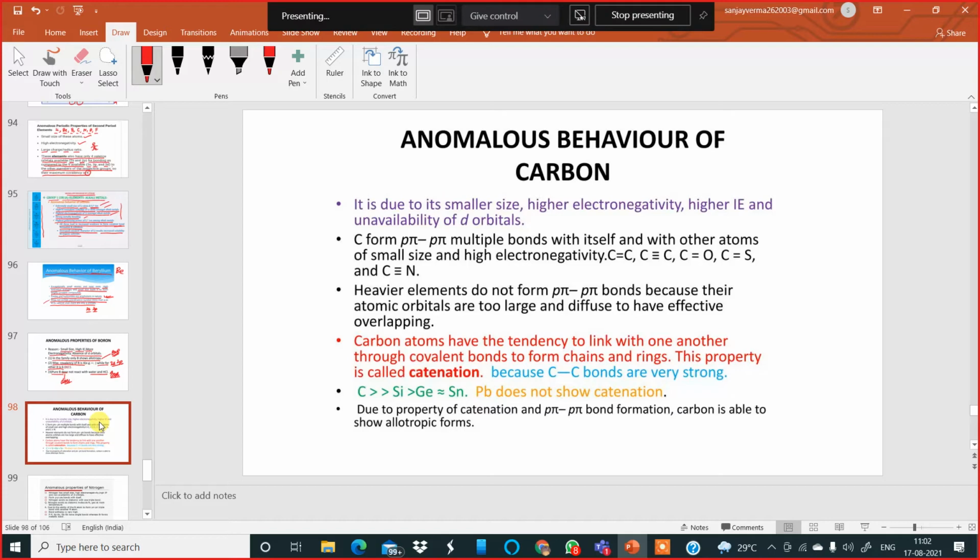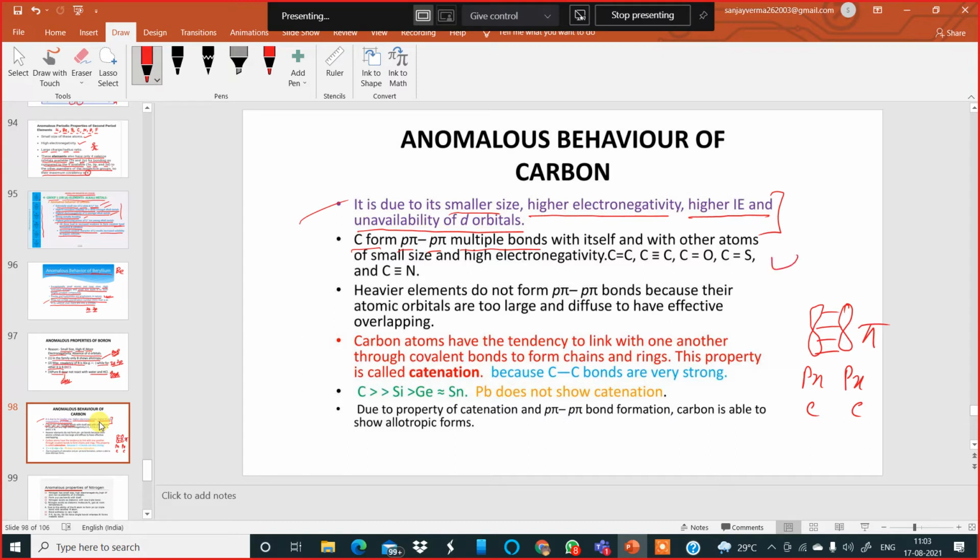Then moving to the next element, that is carbon, the most important one. Anomalous behavior of carbon. Carbon shows anomalous behavior because of its smaller size, high electronegativity, higher ionization enthalpy, and unavailability of d orbitals. This is common for all of them. Carbon forms p-pi multiple bonds when p orbitals overlap sideways. If it is px of two atoms, one atom of carbon, another atom of carbon, overlapping sideways, that time it forms pi bonds.